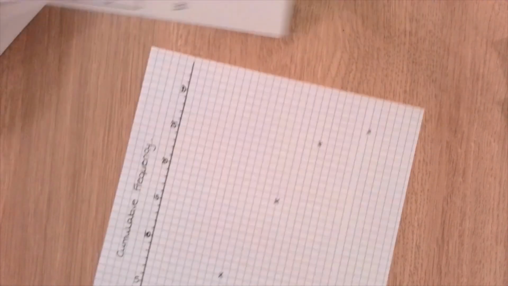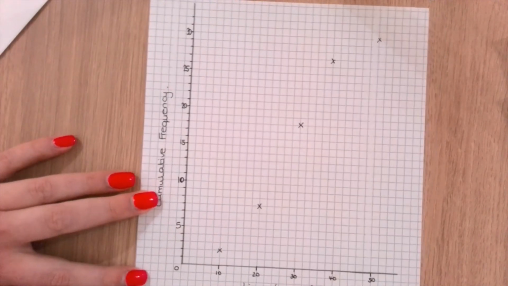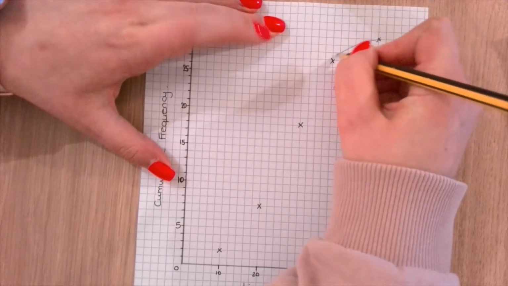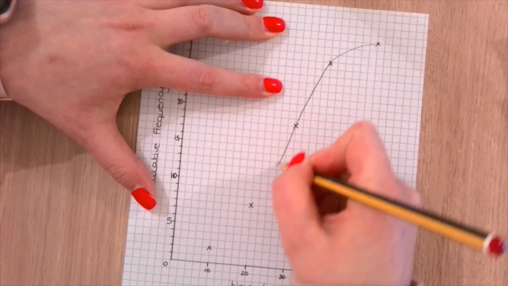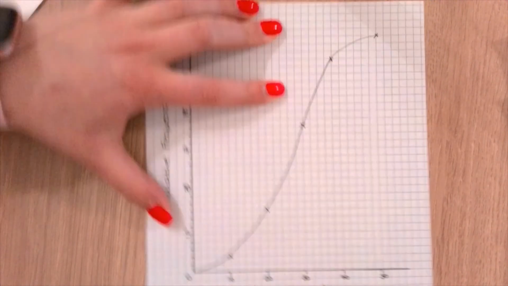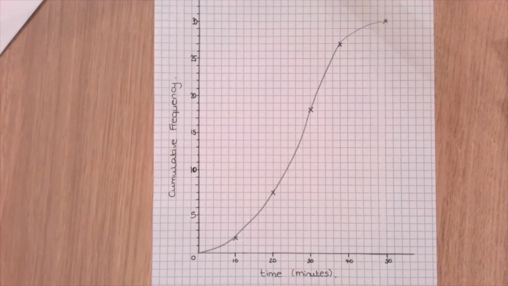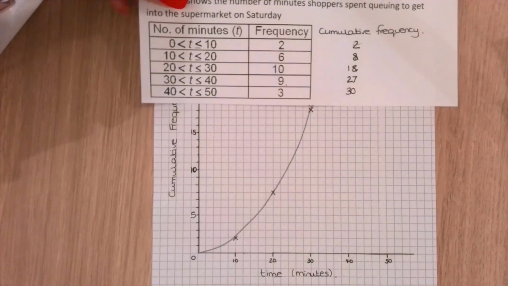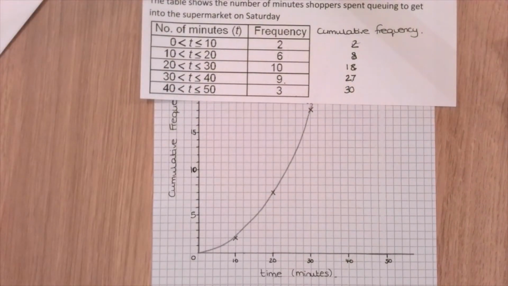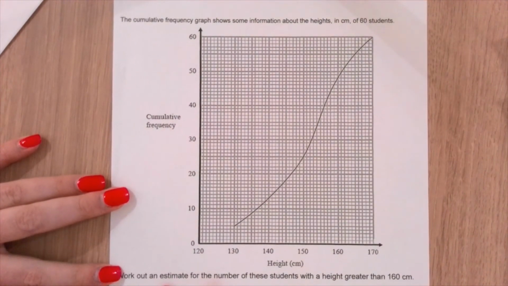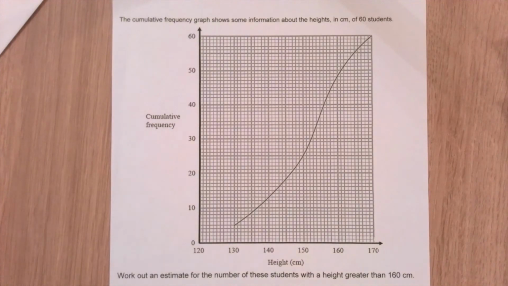And then hopefully you can see that I have got that S shape for my graph. All I need to do is to then just join it up with a nice smooth curve. And there is my cumulative frequency for the data that we started off with. Okay, so my next example is one where I've got a cumulative frequency diagram already drawn out, and I'm having to read information from it.